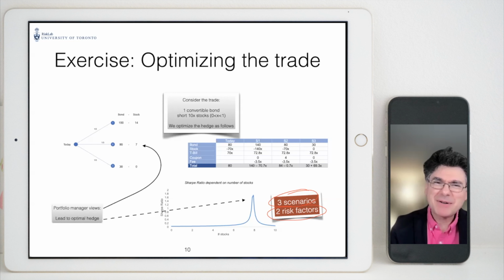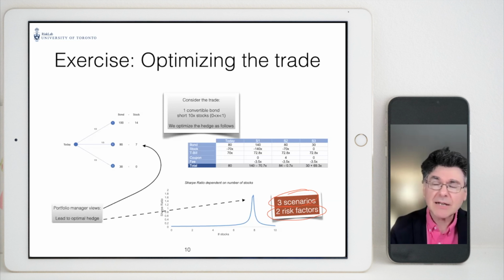Okay, so let me talk about this because this is important. Note that in this slide, we have an unknown variable called X. Is X a scenario? Is X a risk factor? The answer is no. X is not a scenario. X is not a risk factor because it's not a variable that could happen and we don't know what it is. X is a decision variable.